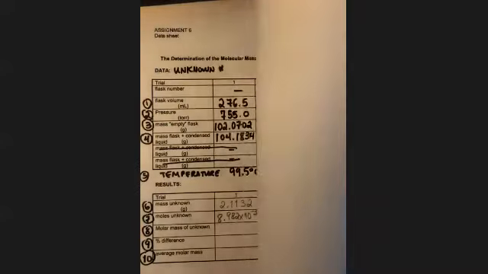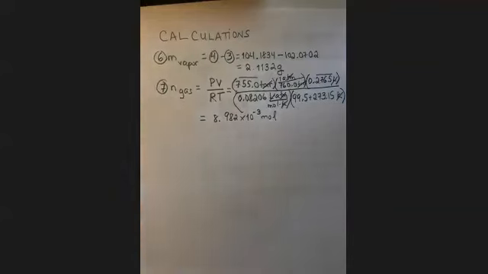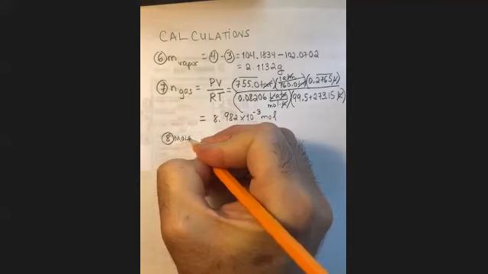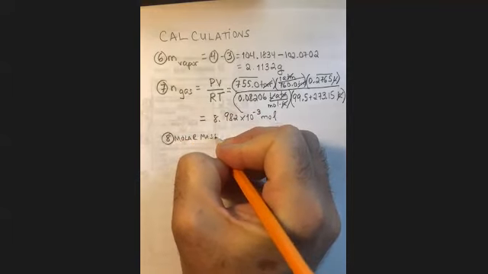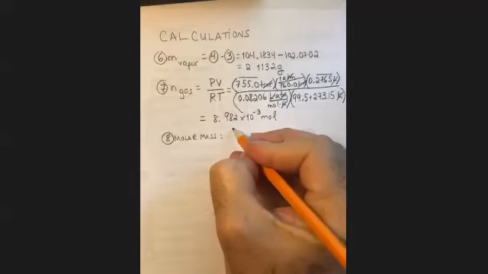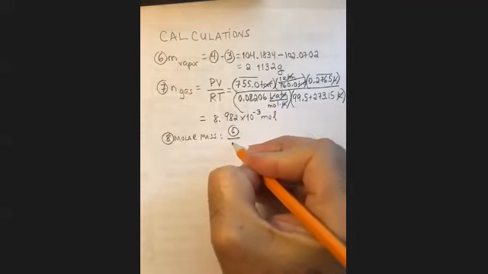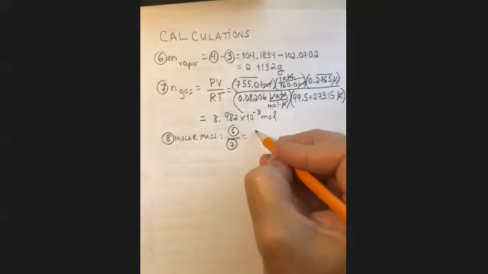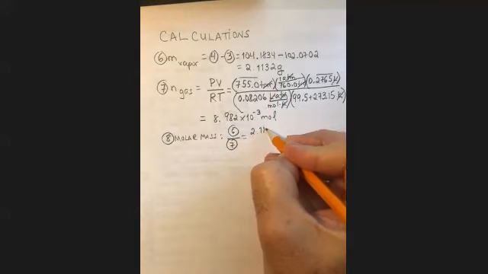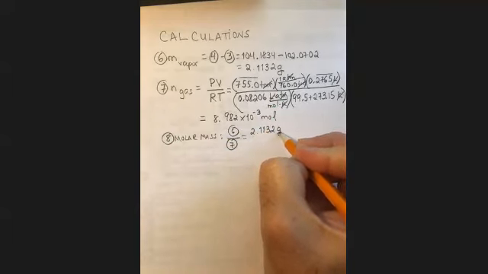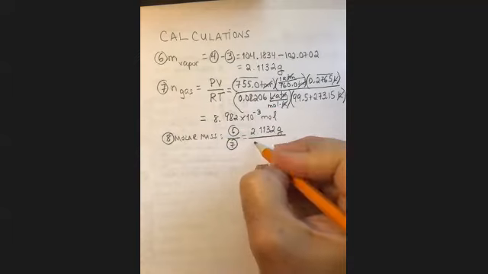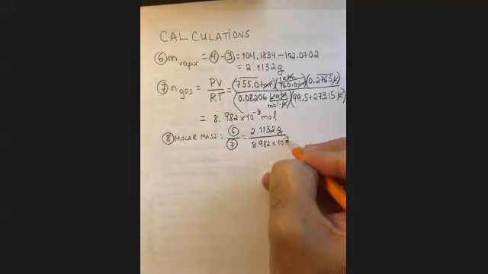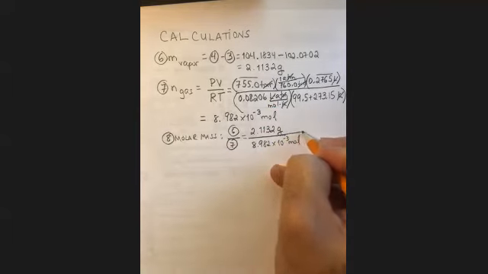Now we're ready to calculate what is the actual molar mass according to this trial. So this is, as we saw here, item number 8, molar mass. That's grams per mole, so that should be basically item number 6 in grams divided by item number 7 in moles. So we had for the mass 2.1132 grams, and we had 8.982 times 10 to the negative 3 moles.